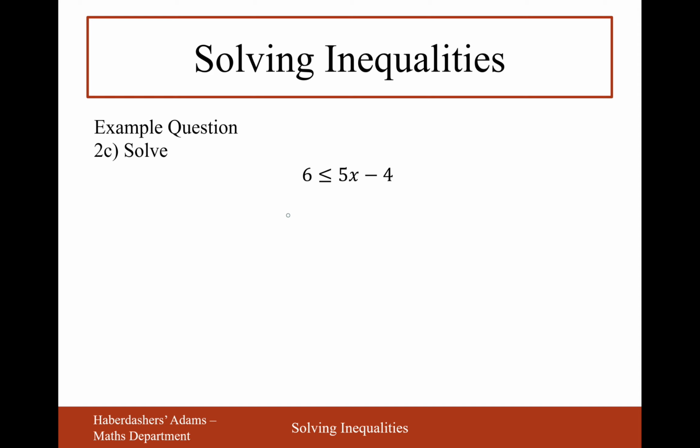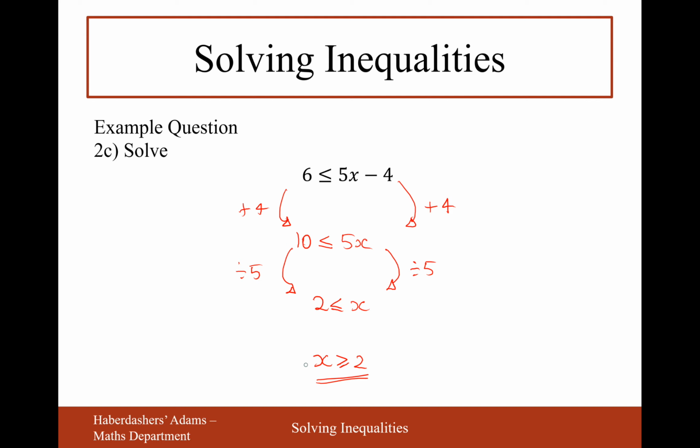This time I would add 4 to both sides. So on this side, add 4. On this side, add 4. So I'd get 10 is less than or equal to 5x. And then divide both sides by 5. And I would get 2 is less than or equal to x. And just for personal preference, I think I'll switch everything around. So switch the numbers around and flip the symbol the other way around. x is a number bigger than 2. And it's generally better to write your x first and then less than or bigger than a number on the other side. So this would be the final answer.